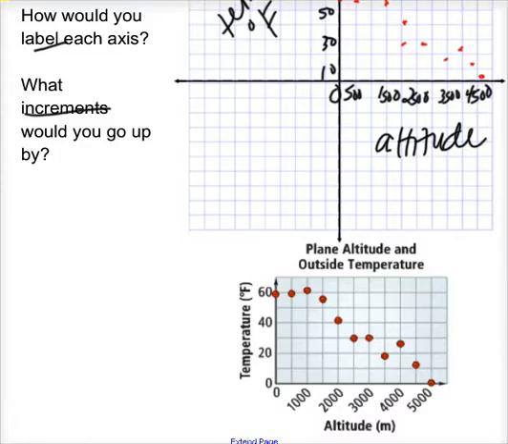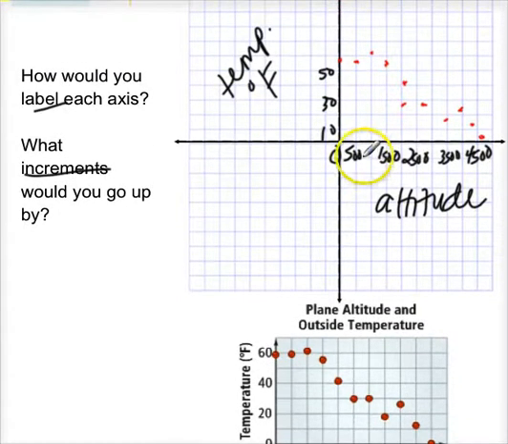This is what the book shows. So mine is pretty similar, which is good. I labeled both my axes, showed you what my increments are, and plotted my points.